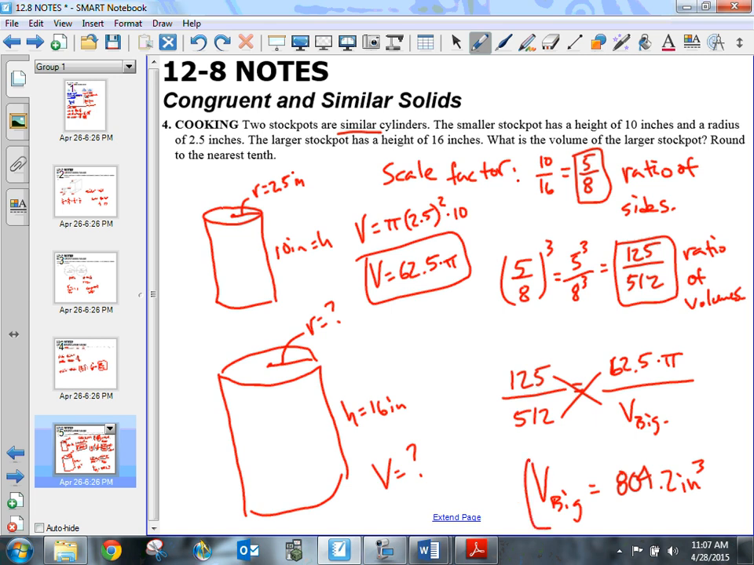Okay, so if I know that something is similar and I know the volume of one, I can actually calculate the volume of the other, provided I'm given a side length. So I have to start off with my scale factor, okay, cube everything, get the ratio of volume, and then set up a proportion with that ratio of volumes with the other volume, and I'm able to solve for the other volume. Okay, I hope this helps.